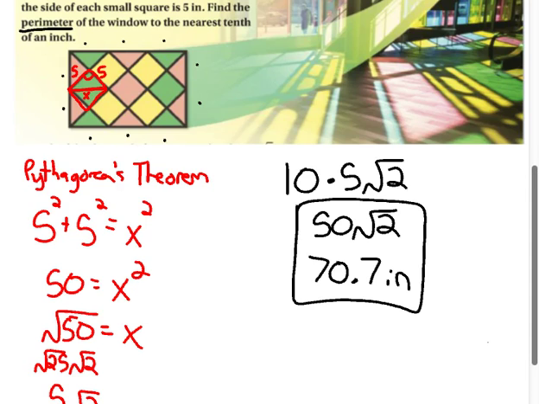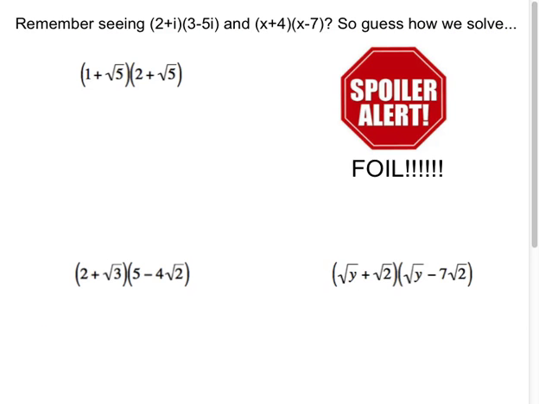Now let's take a little bit of time to review another skill that I know you saw back in Algebra 2. In my class, you've already seen things like 2 plus i times 3 minus 5i, and x plus 4 times x minus 7. When you see things that look like this, ultimately you are talking about the same thing. The strategy you used on both of those, you use here when you're multiplying two binomial radicals.